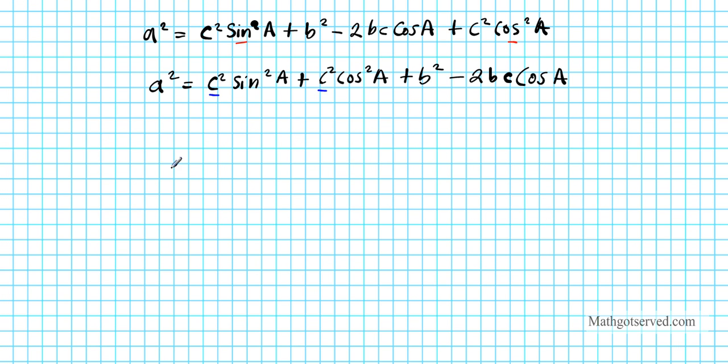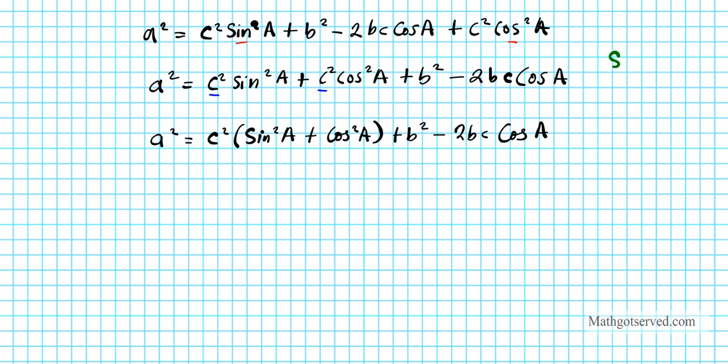out c squared because they're common in the first two terms with the square trig identity. So I'm going to have a squared equals, factor c squared out, we're going to be left with sine squared A plus cosine squared A, plus b squared minus 2bc cosine A.